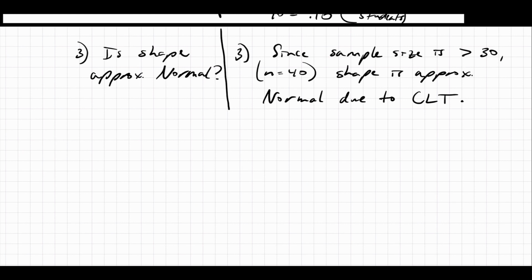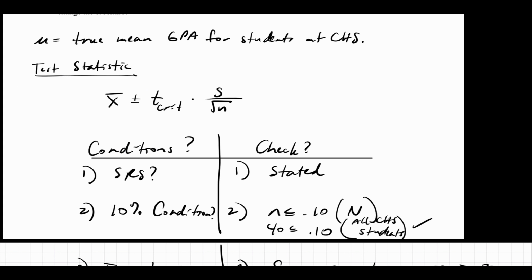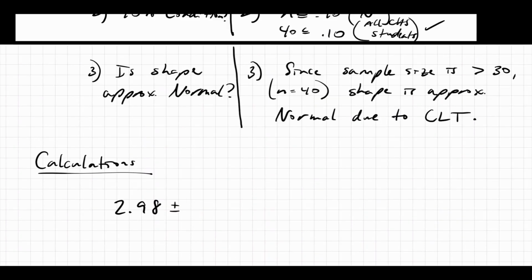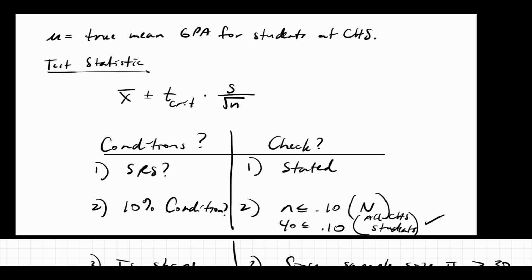So now next one is calculations. We're going to use the formula that we just stated up here. x bar plus or minus t critical. x bar is our sample mean. That was 2.98. Plus or minus t critical. What is t critical going to be for this question? How do we find t critical? That's my question.